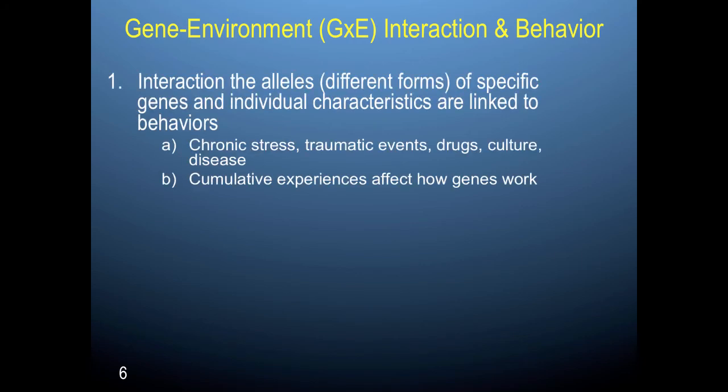We have alleles that come in specific forms, and these allele pairs are genes, which have individual characteristics and are linked to behaviors. The gene-environment interaction can occur when particular events, such as chronic stress, traumatic events, drugs, culture, disease, or general cumulative experience, can affect how genes work, and they can also affect how particular genes are expressed.